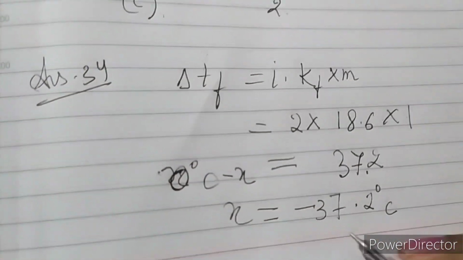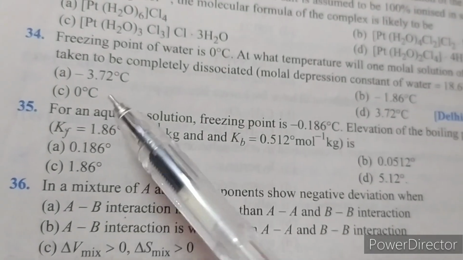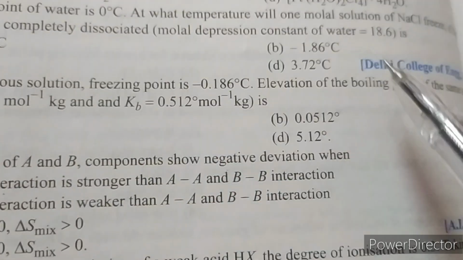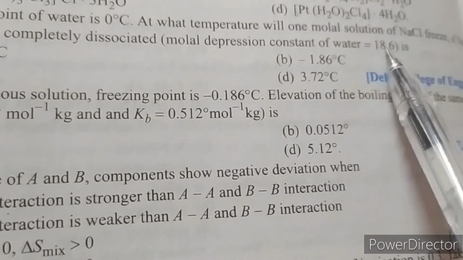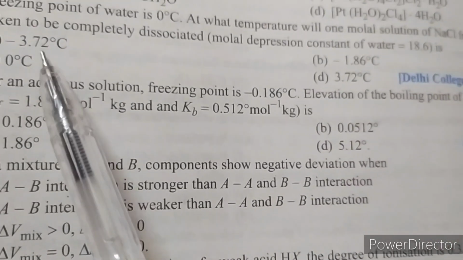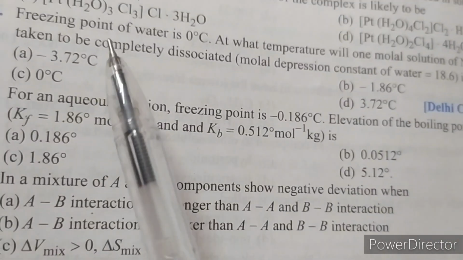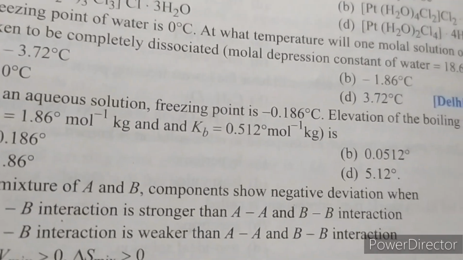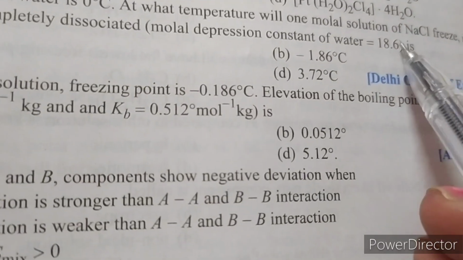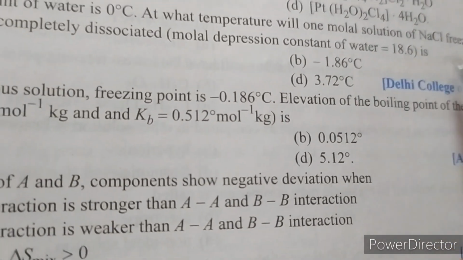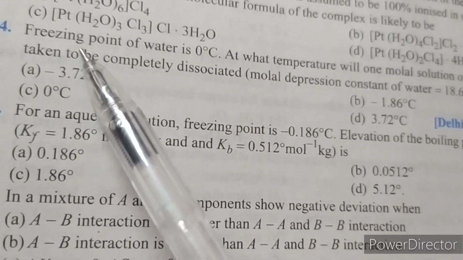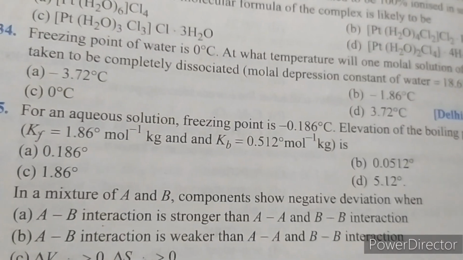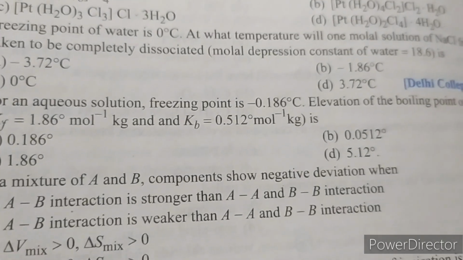Students, I am getting 37.2 degrees Celsius, but here the option is given as 3.72 degrees Celsius because the depression constant is given wrong. It should be 1.86, and if it is 1.86, then you will get minus 3.72 degrees Celsius. So I have calculated according to 18.6, but here it should be 1.86. There is a misprint here, and according to that, the answer will be A. That is, answer number 34 is A, minus 3.72 degrees Celsius.